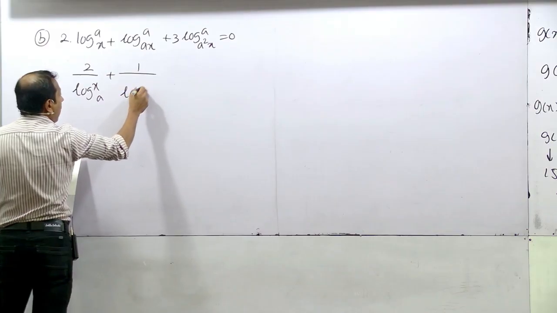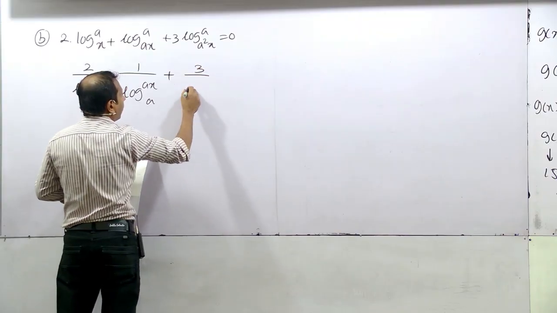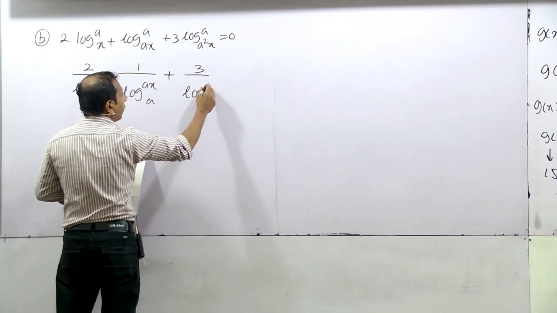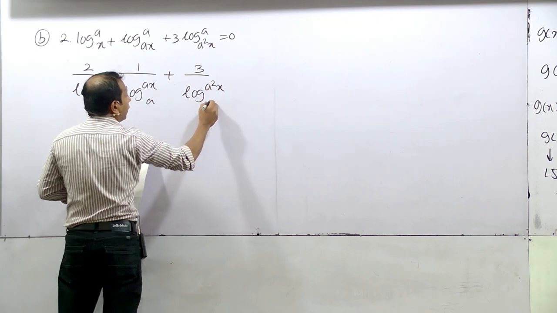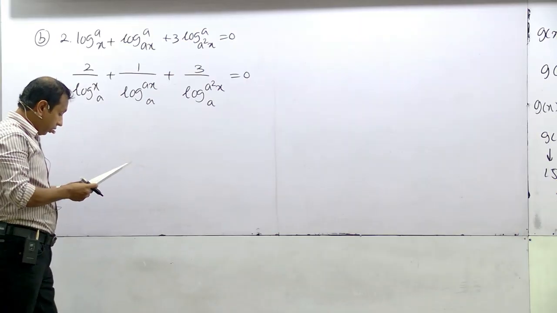Log ax to the base a, here keep 3, log a squared x to the base a equals 0. This way we can write. For this we get 5 marks.